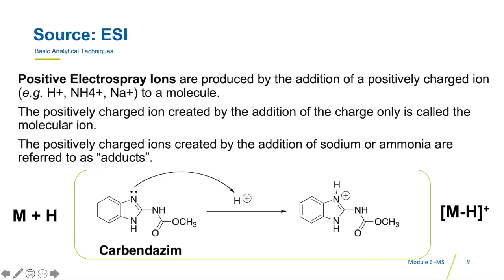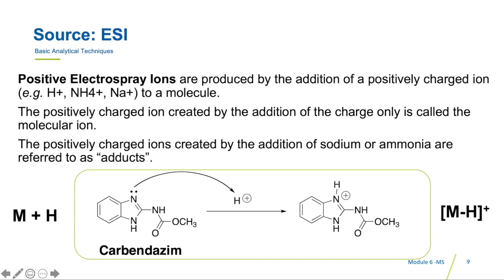When sodium or ammonia ions are added to a molecule to cause it to become positively charged, we call the product of this addition an adduct. Adducts, therefore, weigh the sum of the molecular masses of the original compound and the added compound plus or minus 1. Adducts are extremely important for confirmation of identity when using a single quadrupole mass spectrometer. This will be discussed further during our practical laboratory sessions.